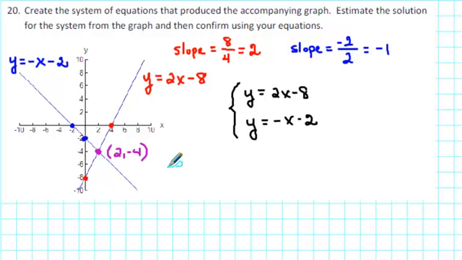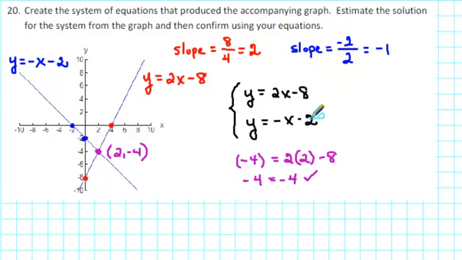The way that we confirm this using our equations is to check and make sure that the point 2, -4 satisfies each equation. So let's check and see if it satisfies the first equation. We substitute -4 for the y value, and then equals 2 times the x coordinate of 2 minus 8, -4 on the left, and 4 minus 8 is -4. That checks out. So 2, -4 satisfies the equation y equals 2x minus 8.